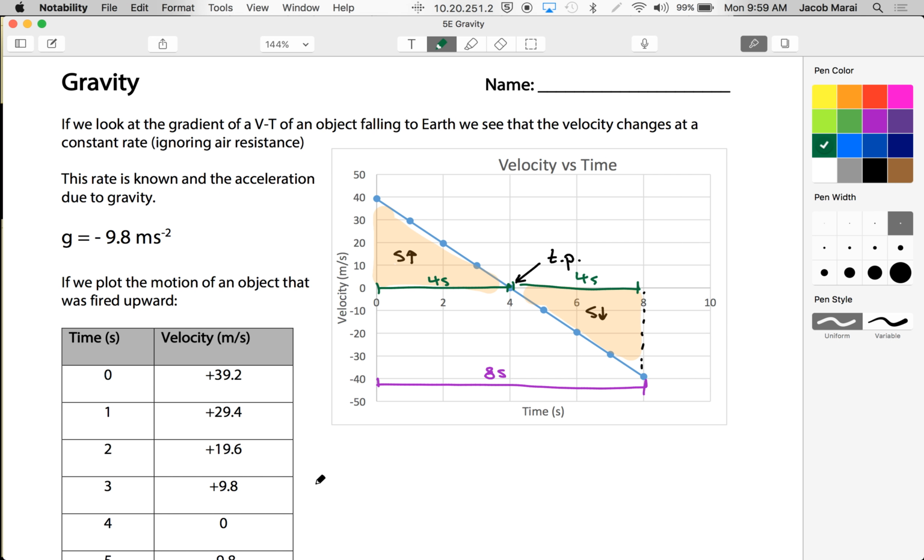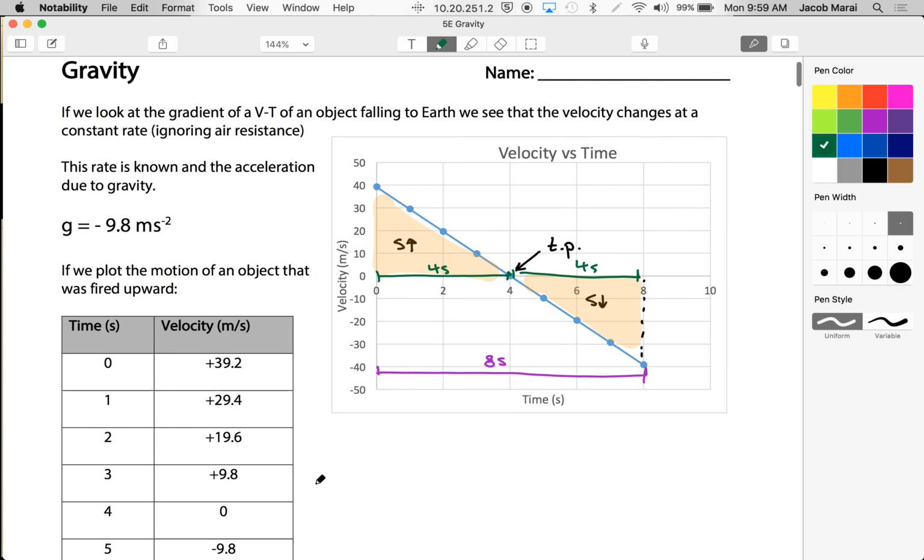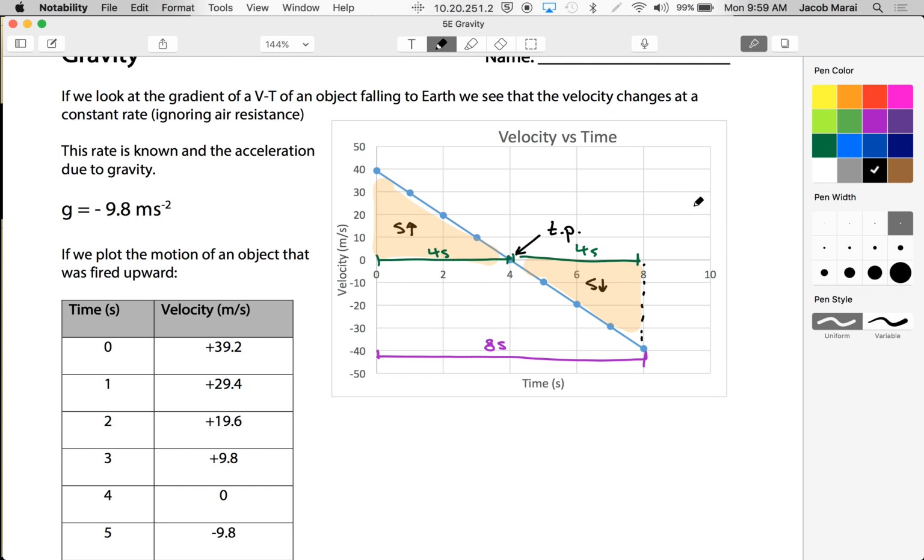Now, let's analyze this a few different ways. We've just learnt some equations. We could figure out S equals ut plus a half at squared. Let's just do the first half. We can chop our journey up. Okay? So if I said calculate the maximum displacement, all right?